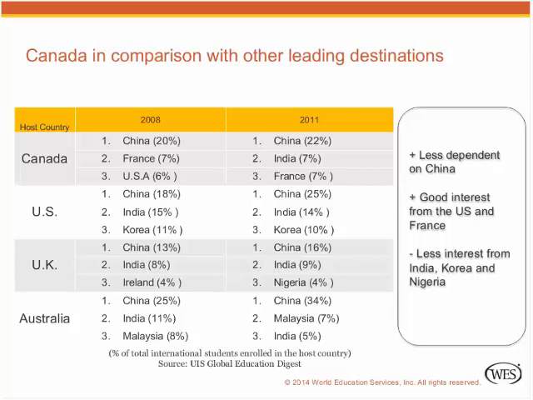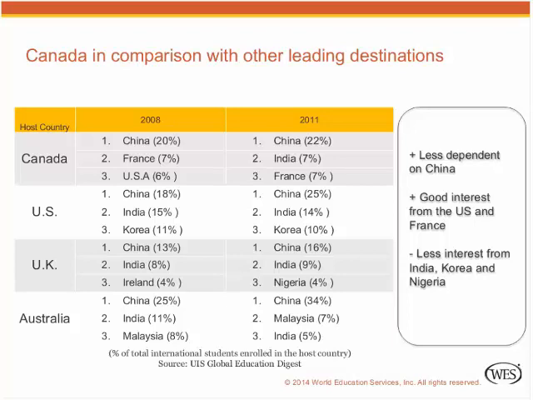Now this is a little bit dense slide, so let me break it down. First, let's look into China as the primary source country. Of course, it's a very important source country not only for Canada, but for all destinations. It's the number one source country. What is interesting to note is how much a particular country is dependent on China. So if you see Australia, actually every third student is coming from China.